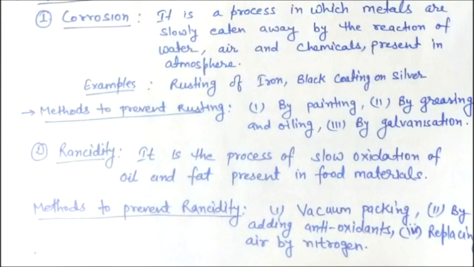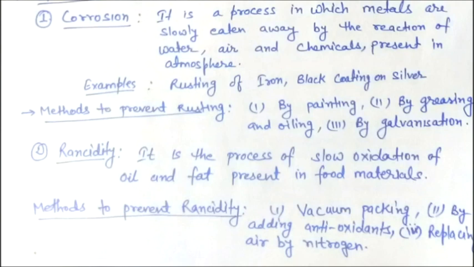So what are the methods to stop or reduce rancidity? There are various methods. First is vacuum packing. What is vacuum packing? In a number of cases, after packing the food, the container is evacuated before sealing, so that no oxygen is available to cause oxidation. That means an airtight container, by keeping the food material in airtight containers like potato wafers.